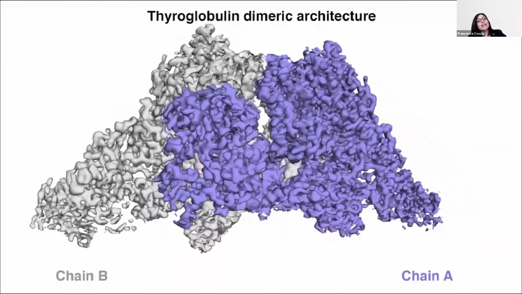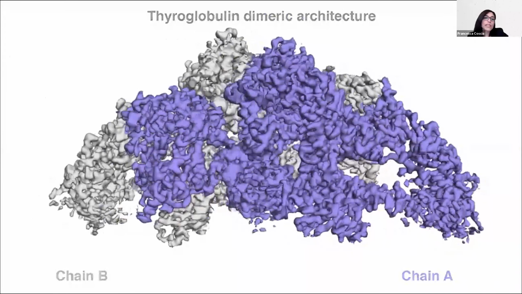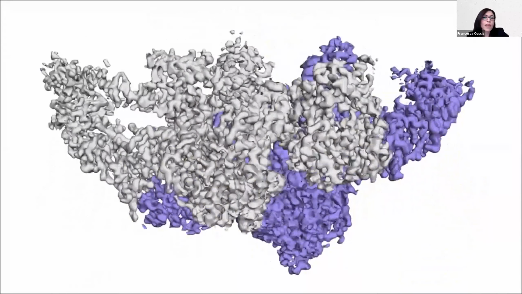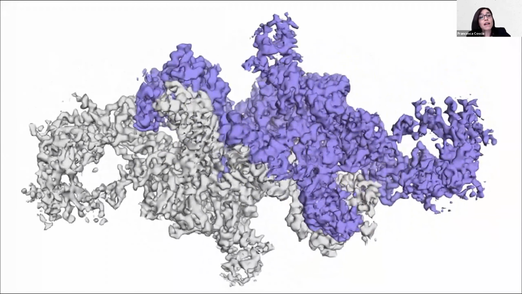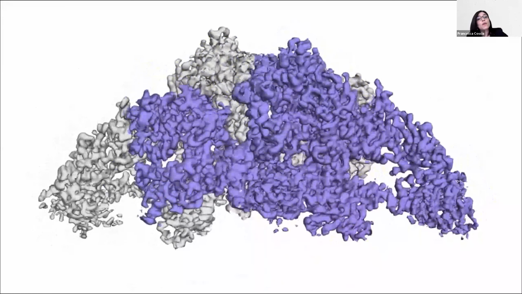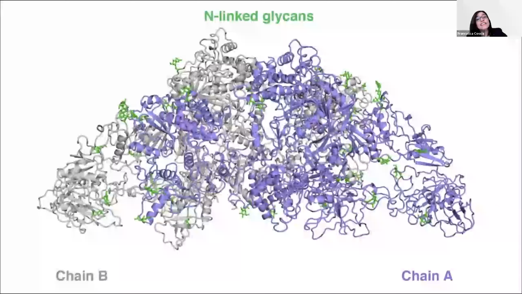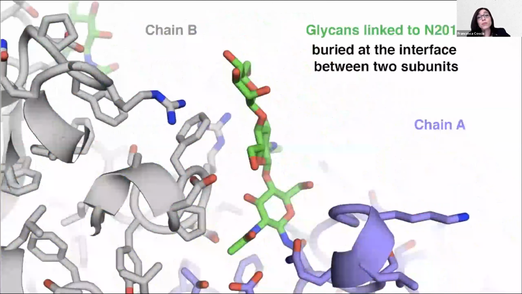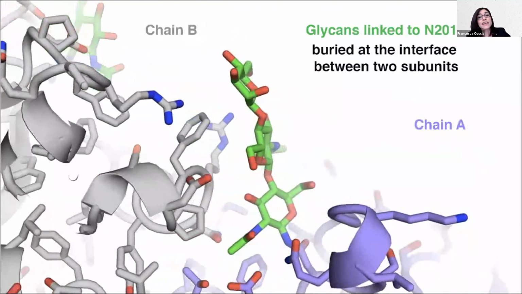This is actually an intertwined dimer with an extremely large dimeric interface. And despite the fact that we deglycosylated the protein, we could resolve many unlinked glycans. And interestingly, some of them are at the interface between two subunits. So they are actually part of the structure and stabilizing the dimer.